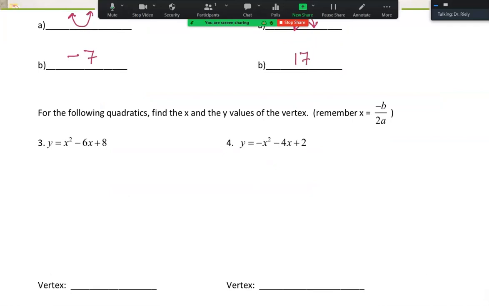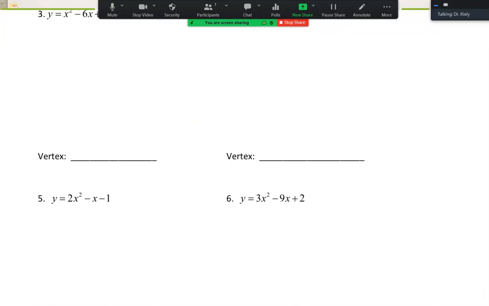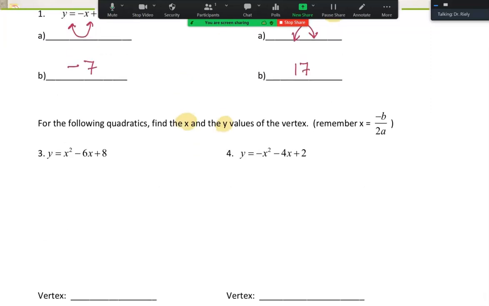Okay, so then for the next ones, we have 4 more of these quadratics, and we're going to figure out the x and the y values. We have to get both the x and the y values. So let's talk about these. Let's first look and see whether they're all in the right form. So leading coefficient, or the x squared, is first. That all looks good. Okay, everything's already in the right form.